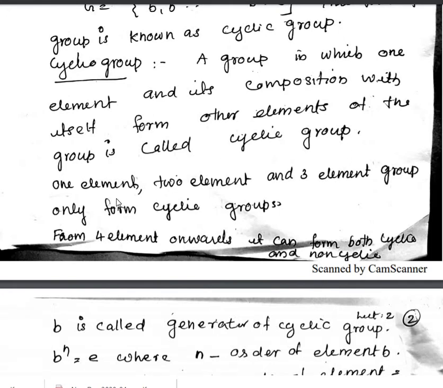For 4 elements, so we know that if a group has only one element or 2 elements or 3 elements, which are the simplest groups, they can only form a cyclic group. So all the groups having only 1 or 2 or 3 elements only form a cyclic group. From 4 elements onwards, we can form a cyclic group, and also a non-cyclic group.